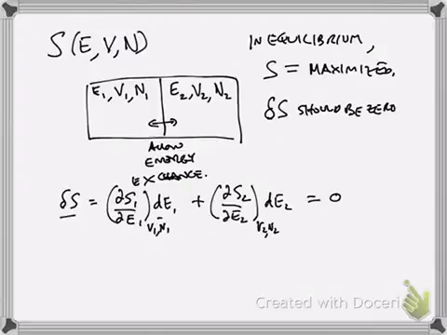Now, we can do better than that. We know that if the rest of this is isolated energetically, with nothing else going on, the only thing that can happen is these two systems trade energy with each other. That means dE1 plus dE2 is 0. Any energy gained by system 1 has to come from system 2 and vice versa.